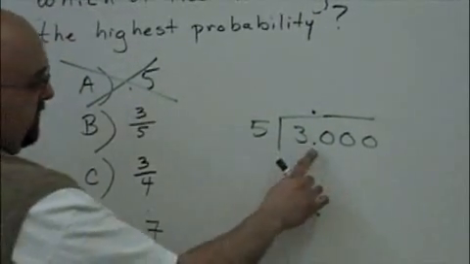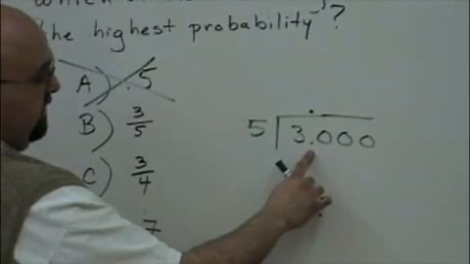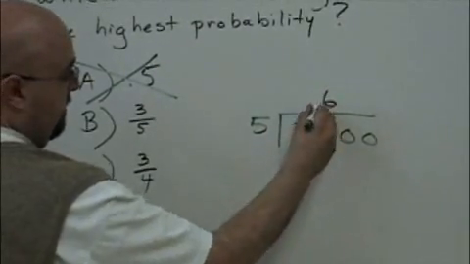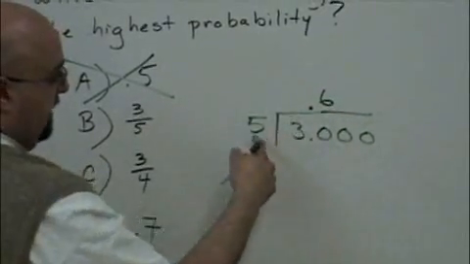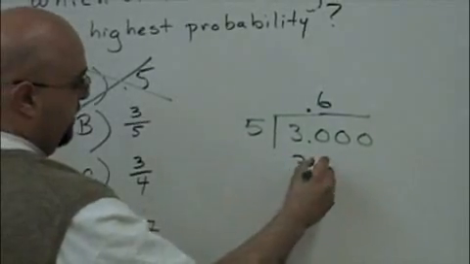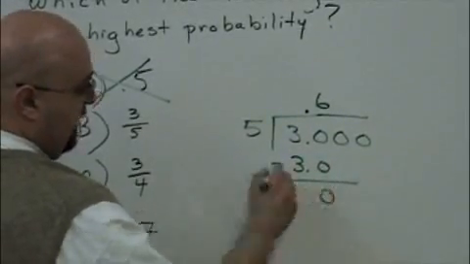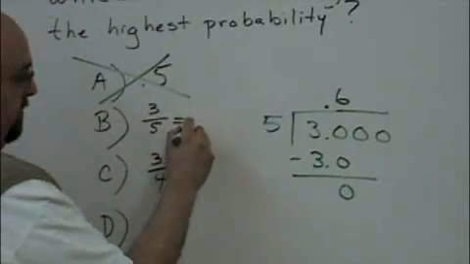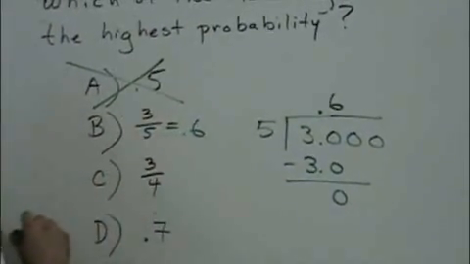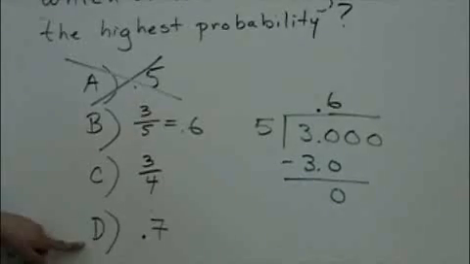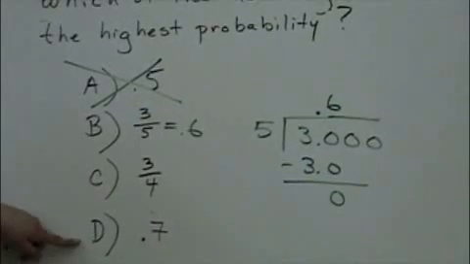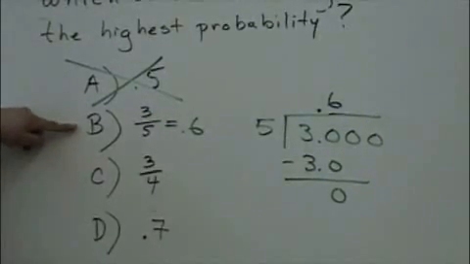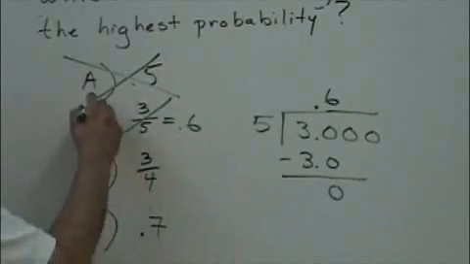And so now 5 goes into 30 6 times evenly. So that becomes a 6. 0.6 times 5 is 3.0. So when I subtract, I have 0 remainder. So I know that 3/5 as a decimal is 0.6. So far, I know that D is still the highest probability because that is still 0.7. 0.7 is still higher than 0.6. So I can cross out B.